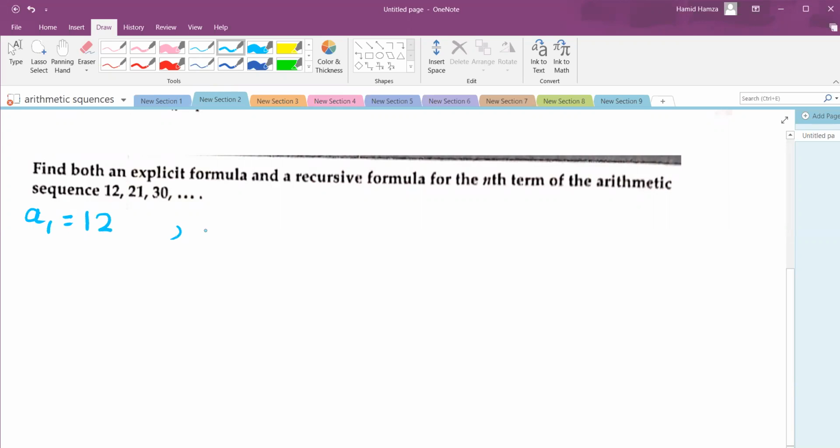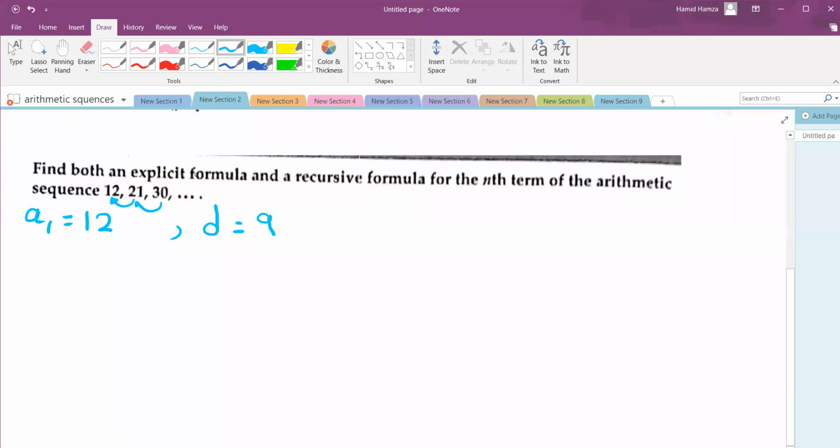The next thing is the common difference, which is D. So what is the value of D? 21 minus 12, or you can do 30 minus 21, they are the same. So the answer will be 9.